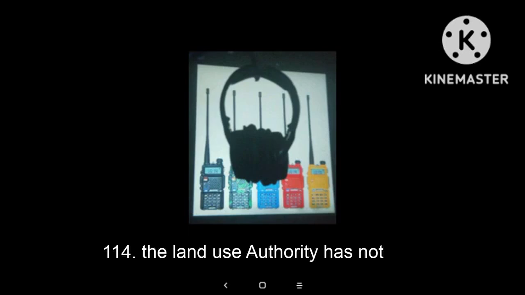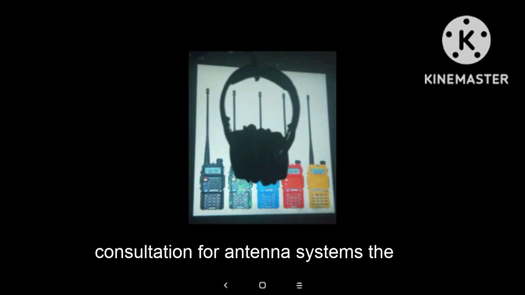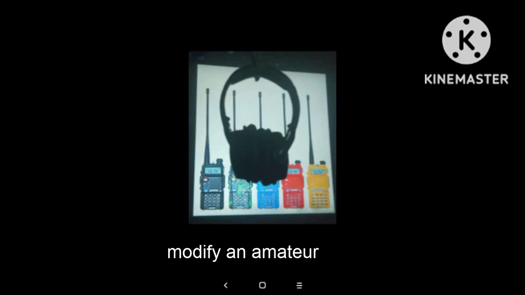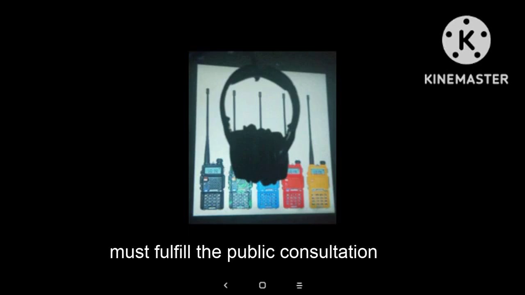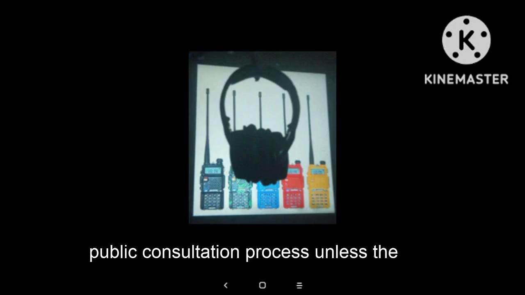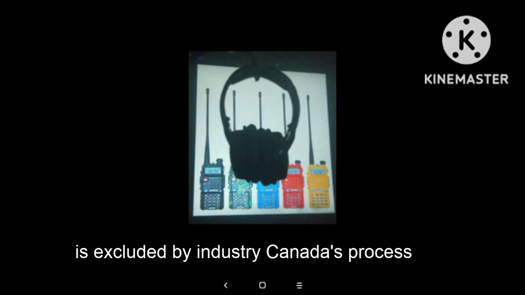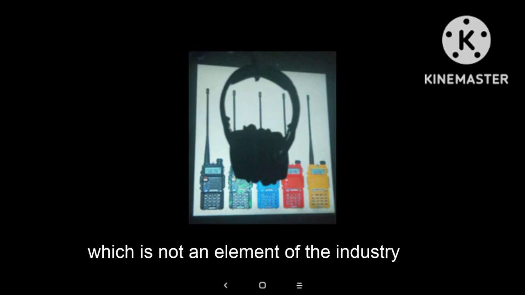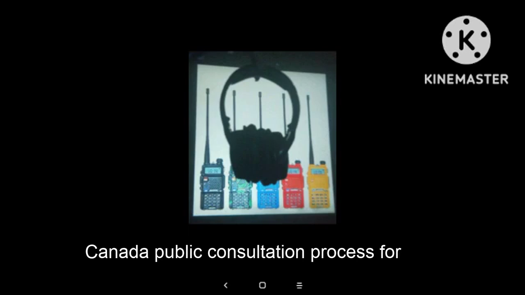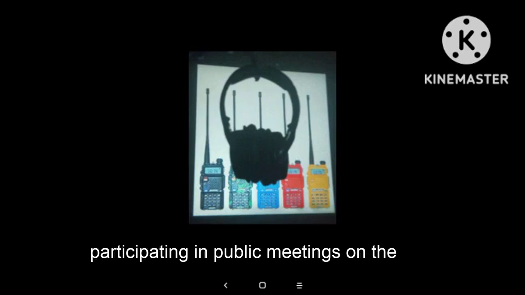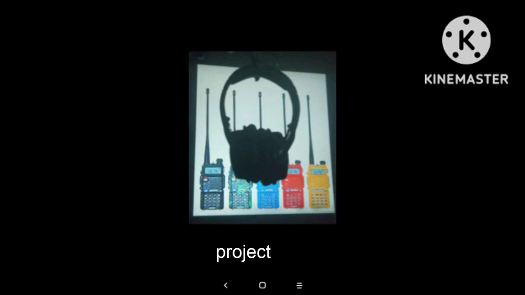114. The Land Use Authority has not established a process for public consultation for antenna systems. The radio amateur planning to install or modify an amateur antenna system must fulfill the public consultation requirements set out in Canada's default public consultation process unless the Land Use Authority excludes their type of proposal from consultation or is excluded by Industry Canada's process. 115. Which is not an element of the Industry Canada public consultation process for antenna systems? Participating in public meetings on the project.